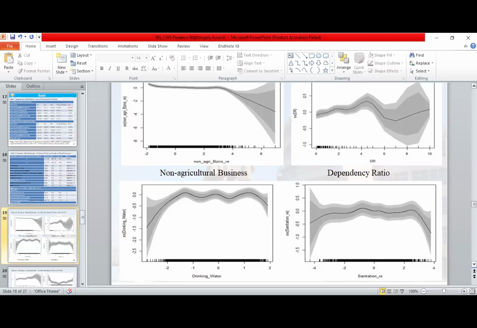When it comes to the effect of drinking water on food insecurity, more than one drinking water source has a declining effect, decreasing food insecurity, but none of the sources have an increasing effect on food security. Similarly, on sanitation, households with better sanitation have better food security, or it declines food insecurity.